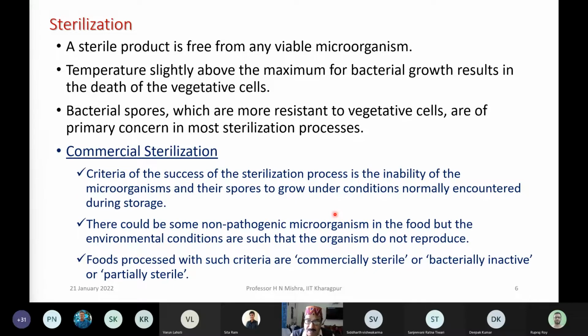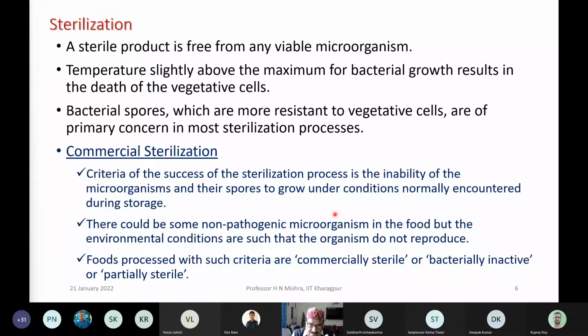But they have 20 times or much higher resistance than Clostridium botulinum. Clostridium botulinum is generally used to optimize the processing conditions of low acid food. So these high heat resistant thermophilic microorganisms are ignored here. Ignored means they might be present, but they are taken care of, that is, post processing, the conditions are managed in such a way that they do not grow and multiply.